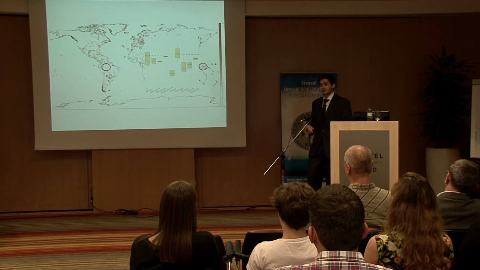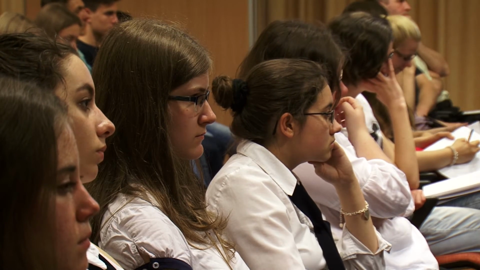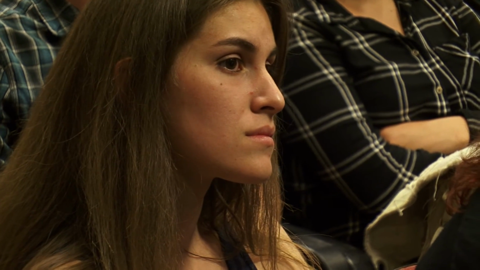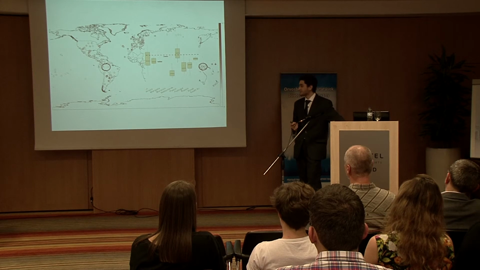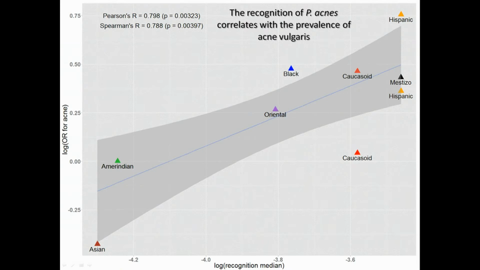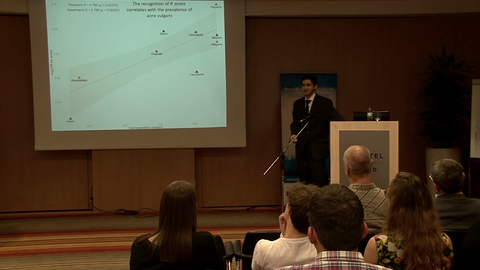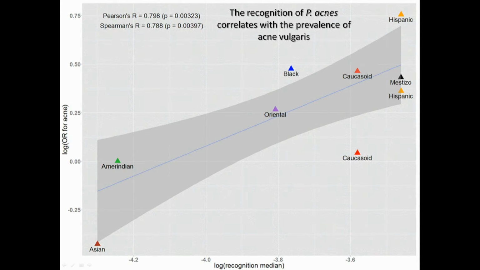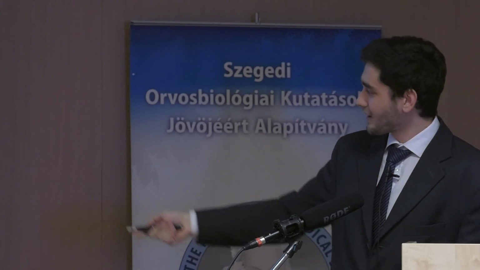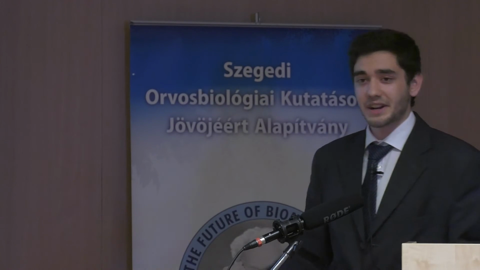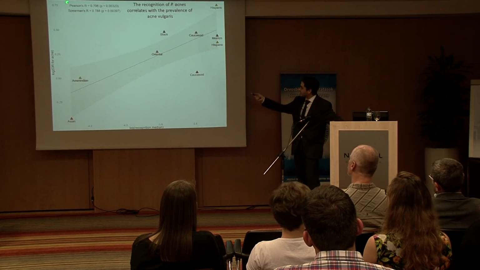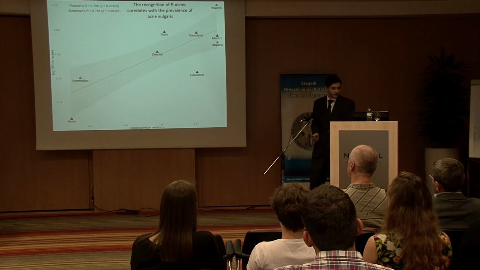After that, we were looking for articles comparing the prevalence of acne between races. We found 4 good articles comparing 7 races. On the horizontal axis, you can find the recognition ability of the race, and on the vertical axis, there is the prevalence of acne in this race. As you can see, in those populations where the recognition is high, the acne is a really common disease. Where the recognition is low, the acne is a rare disease. Our strong correlational data validate our results, we think.